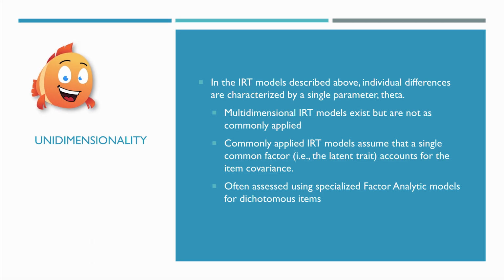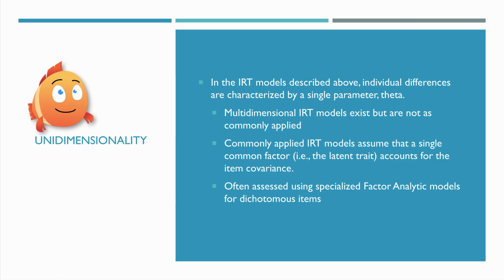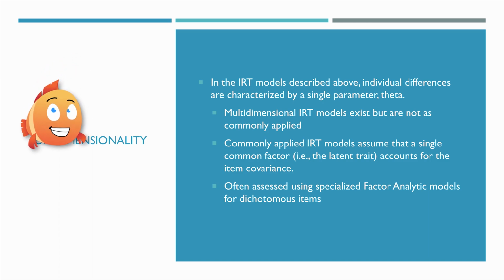So commonly applied IRT models, all of the ones that you'll be exposed to in administering or receiving scores, GRE, SAT, etc., have a single factor, a single latent trait that accounts for all of the item covariance. These are often assessed using a specialized factor analytic model for dichotomous items, which, if we're being honest, is really just a slight reformatting of item response theory models. You can transform between the two in a fairly straightforward way, although that is beyond the scope of this class.